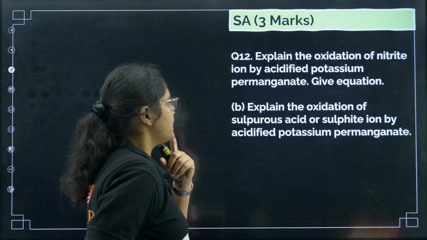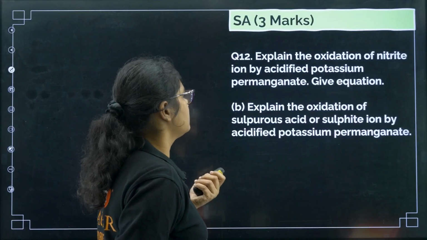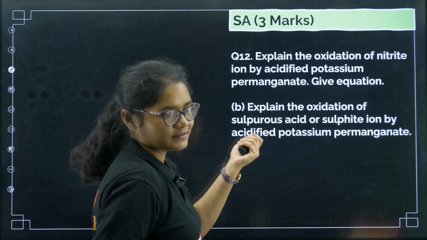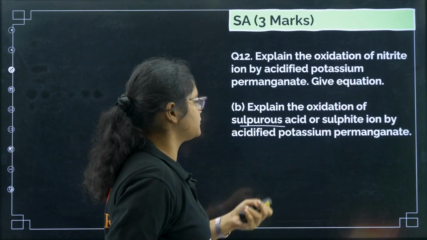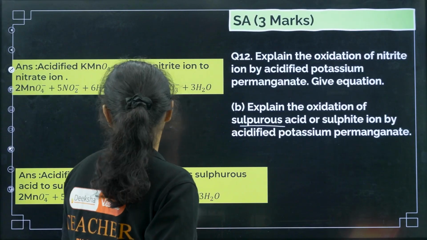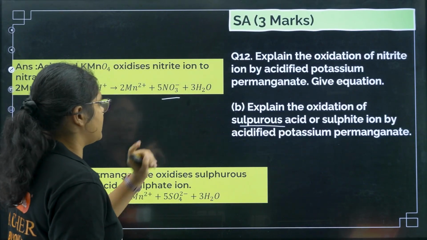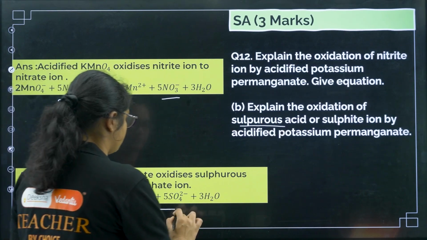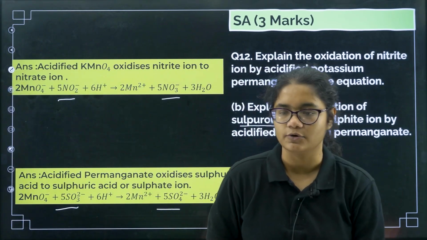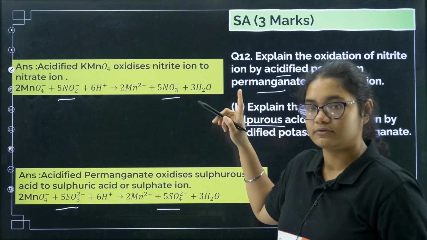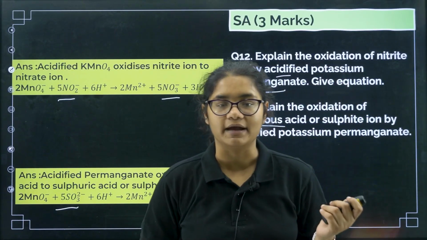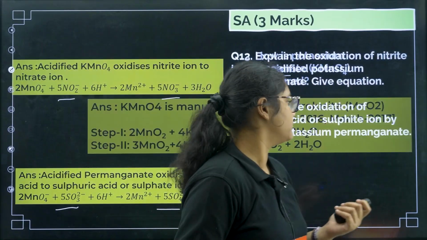Next is, explain the oxidation of nitrite by acidified potassium permanganate. So again the same type of question, oxidation of nitrite, oxidation of sulfurous acid. So let us see, nitrite ions are converted to nitrate ions, sulfite ions are converted to sulfate ions. Clear? This is by potassium permanganate, not K2Cr2O7. Reactions please you have to remember.